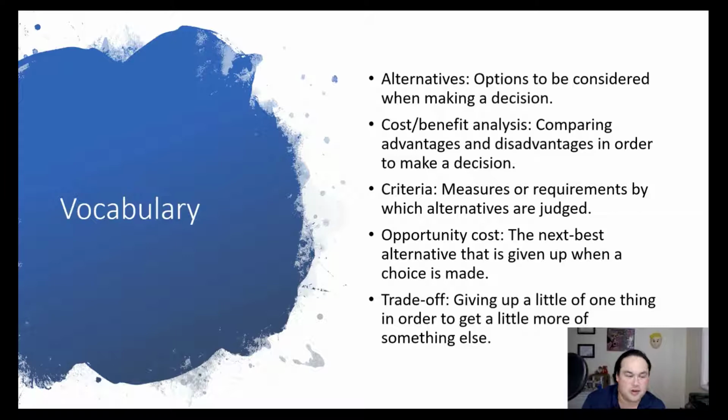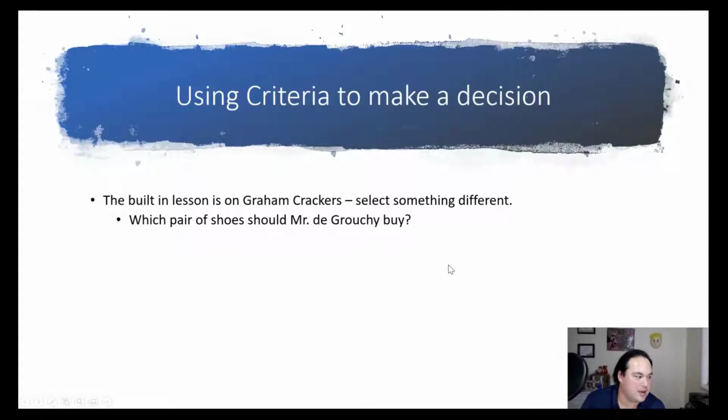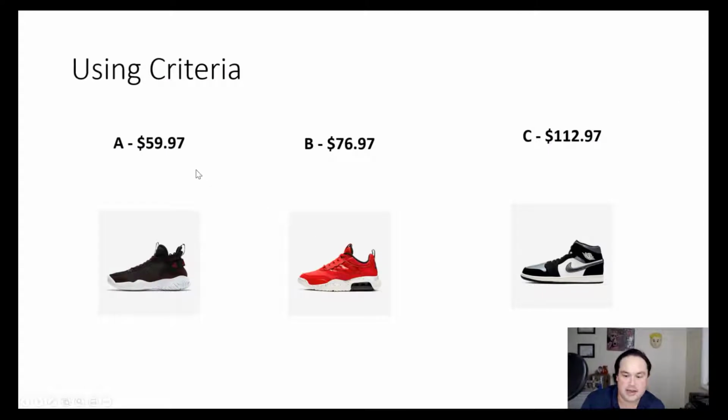What the heck criteria is? The idea of opportunity cost. When I make one decision, I'm going to be giving something up to get something in return. And then the idea of a trade-off. If I give up a little bit of this, I can get more of that. And it can be as simple as a money trade-off.